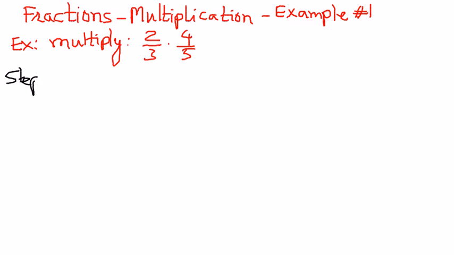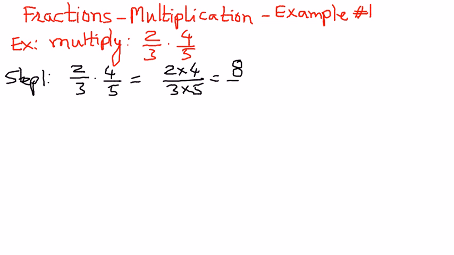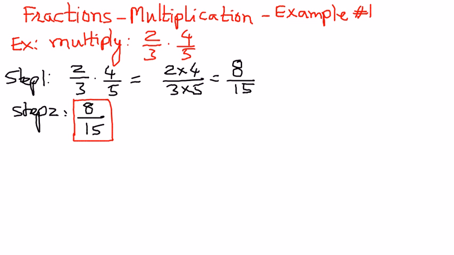So step number 1. In here, we're going to multiply the numerators. So 2/3 times 4/5. The step we want to do here is multiply the numerators, multiply the denominators. So when we do that, what we're going to get here is 2 times 4 is 8, and then 3 times 5 is 15. So we're going to come back and then say 8/15 is the result of multiplying these two fractions.